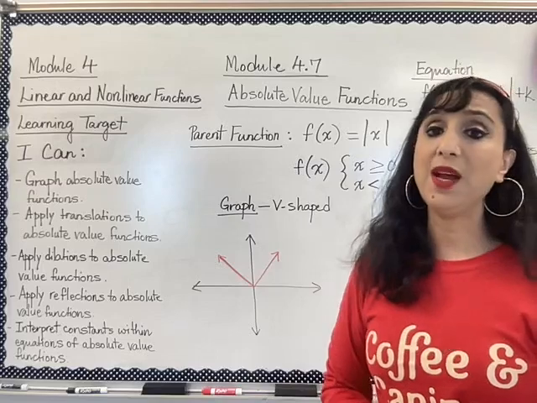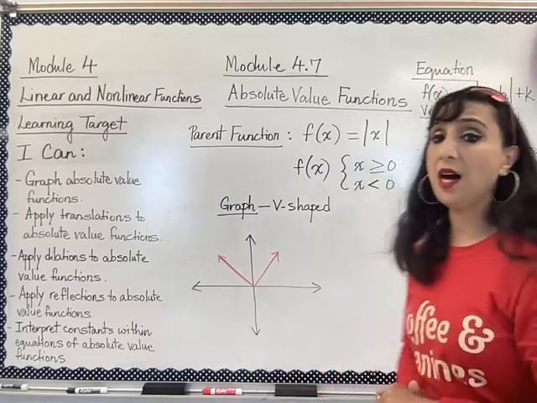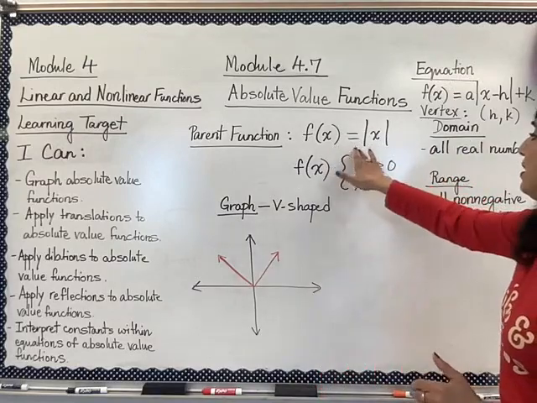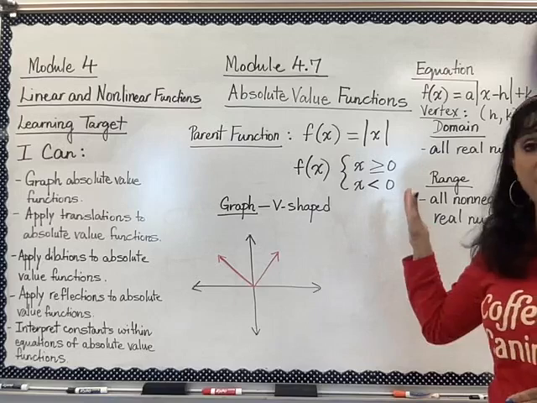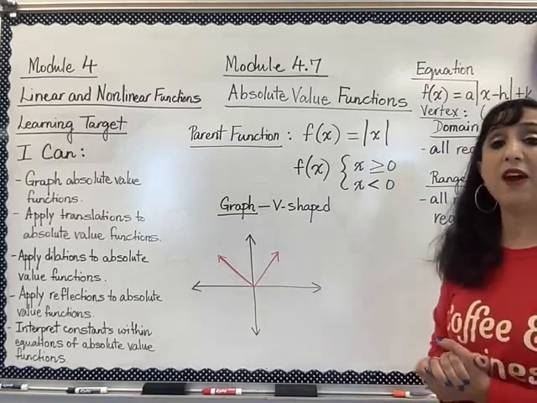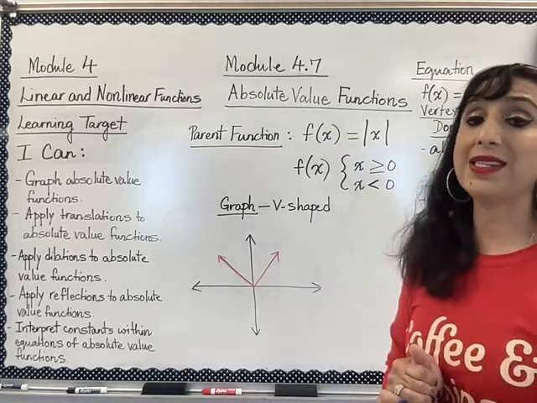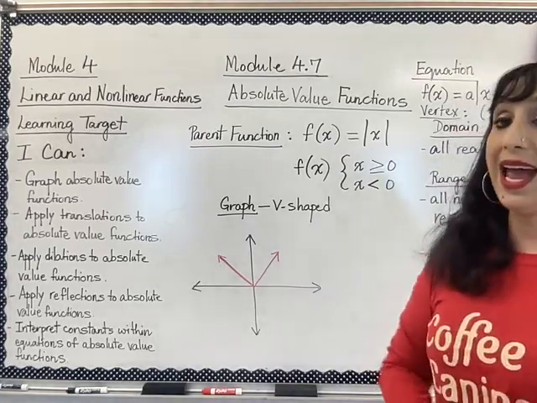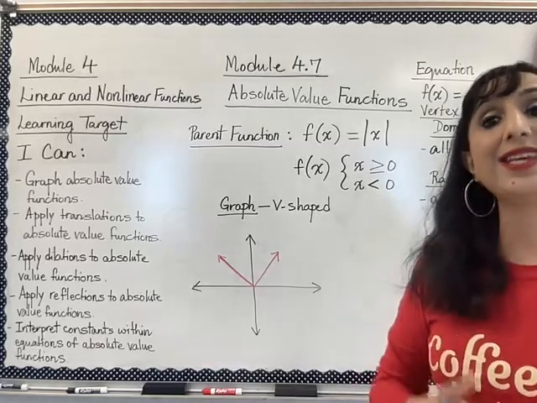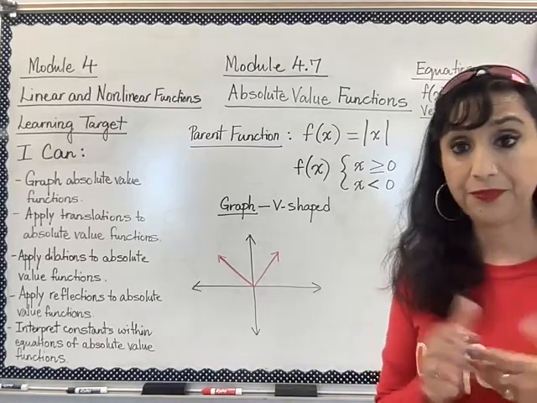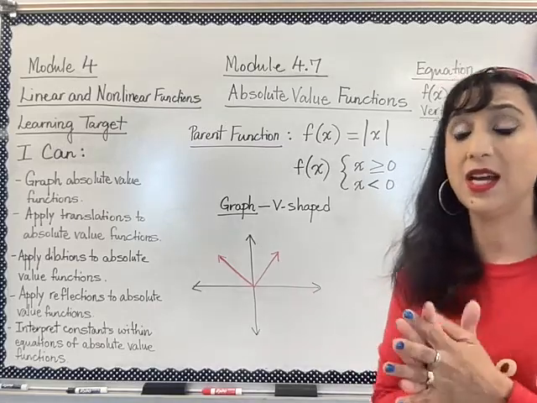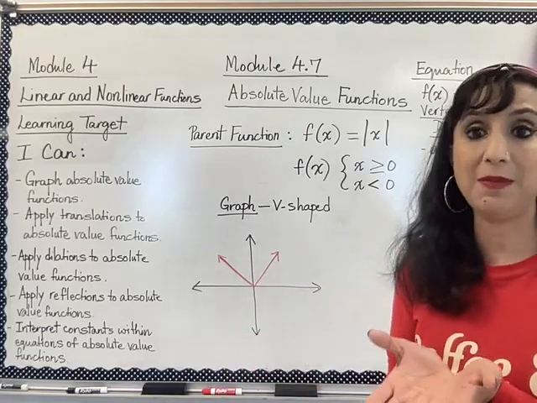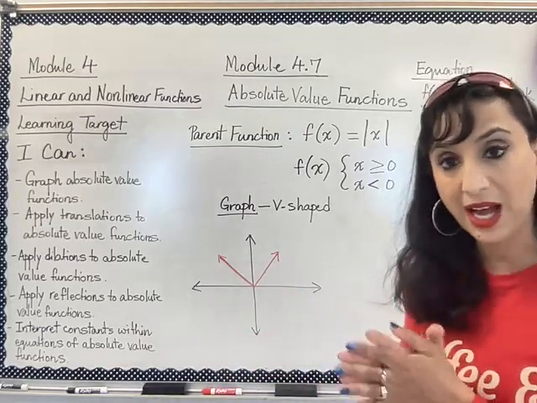So basically, what is my parent function? Once again, it is f of x is equal to absolute value of x, and then f of x in which x is either greater than or equal to 0, and also x is less than 0. And that's what I was saying, that you have the two values which are on opposite sides of 0, but the same distance from 0 on the number line.